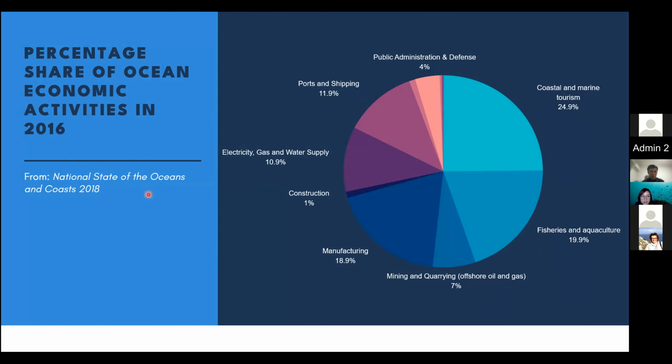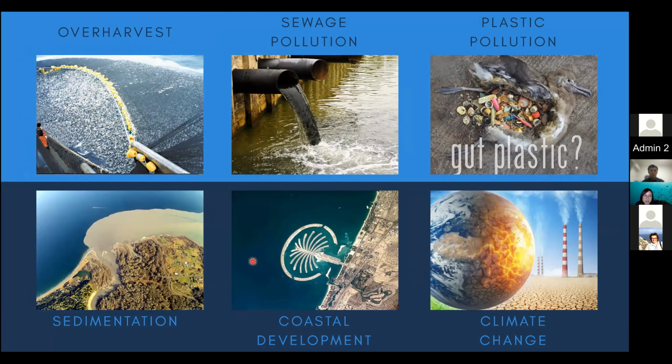The key economic activities that make use of the ocean are coastal and marine tourism that rely on the health of marine ecosystems, fisheries and aquaculture, providing food and livelihood, manufacturing, electricity, gas and water supply, and ports and shipping that provide supplies and infrastructure for important materials and enable various critical activities. Unfortunately, even as the Philippines is considered the center of marine biodiversity and is highly reliant on the health of its oceans, its seas are also highly threatened by local stressors such as overharvesting of resources, different types of pollution and coastal development, as well as the global stressor, of course, of climate change.